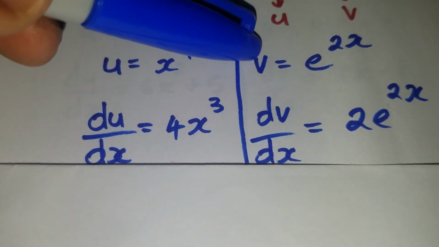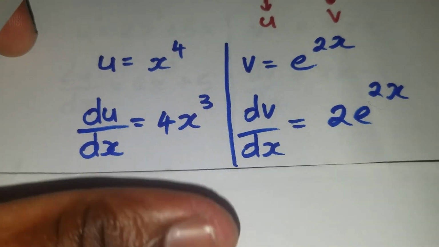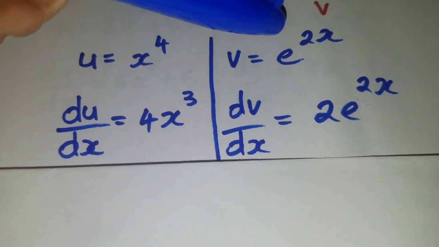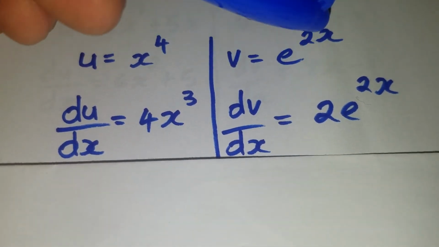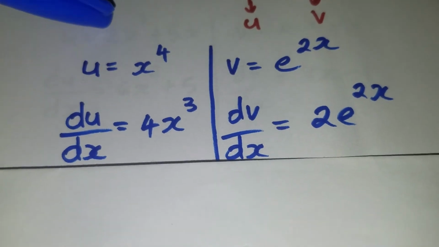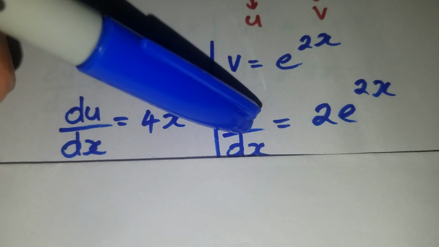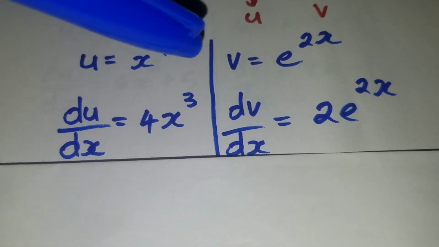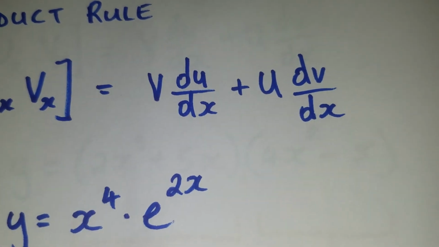And then over here we have v being e to the 2x, and to differentiate v we follow the exponent rule. So it will be 2 times everything. So it will be 2 multiplied by e to the 2x. So now we have u, we have v, we have the differential of u and the differential of v. So we have all the terms that are needed to satisfy our rule right here.